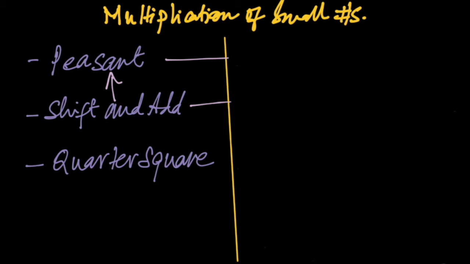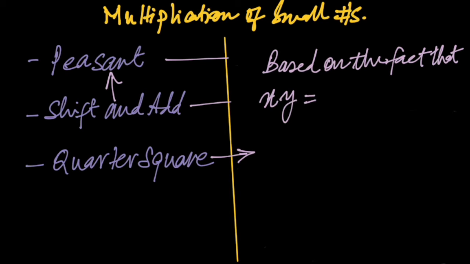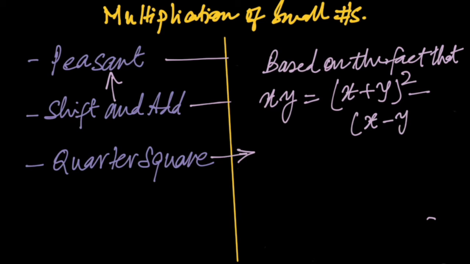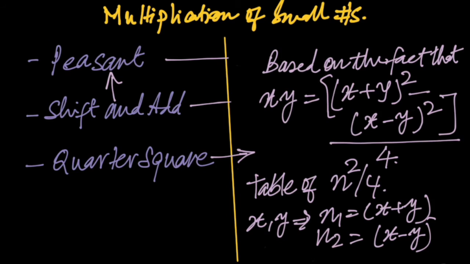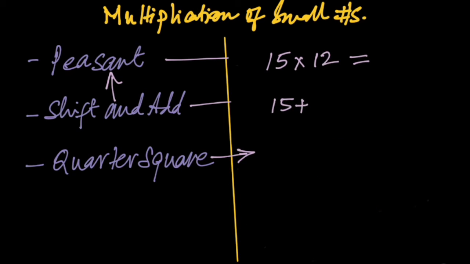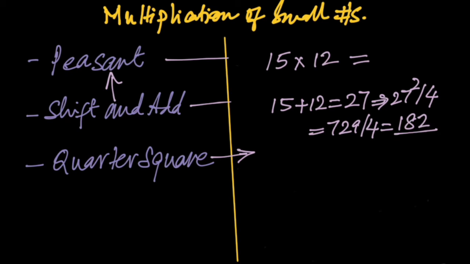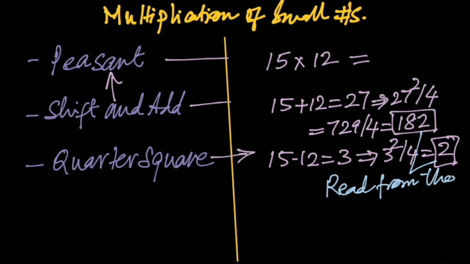Now let's talk about the quarter square technique. It is based upon the fact that x times y is the same as (x plus y) whole squared minus (x minus y) whole squared, divided by 4. So we keep a table of n squared by 4. And for x and y, we take n1 as x plus y and n2 as x minus y. So let's do an example. Here x plus y is 27 and x minus y is 3. So we subtract these two by reading from the table and we get the answer.